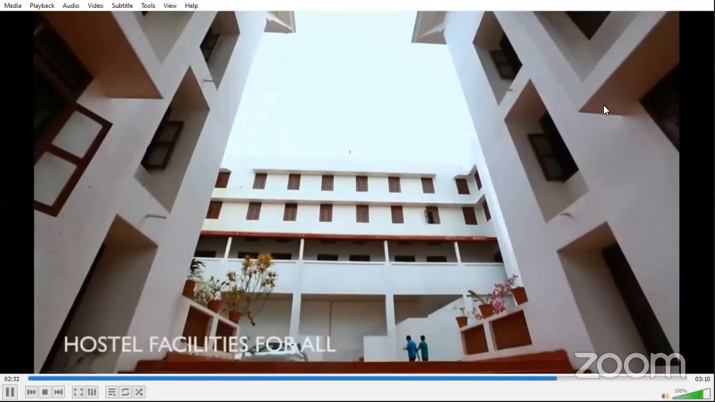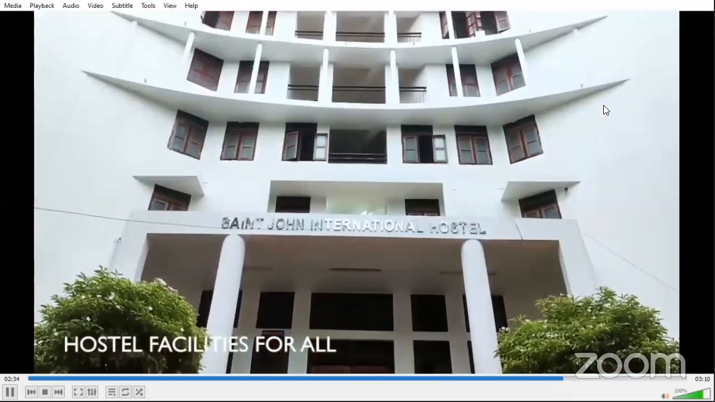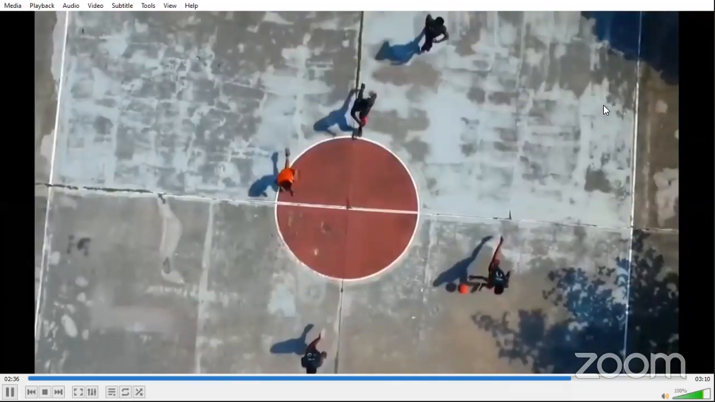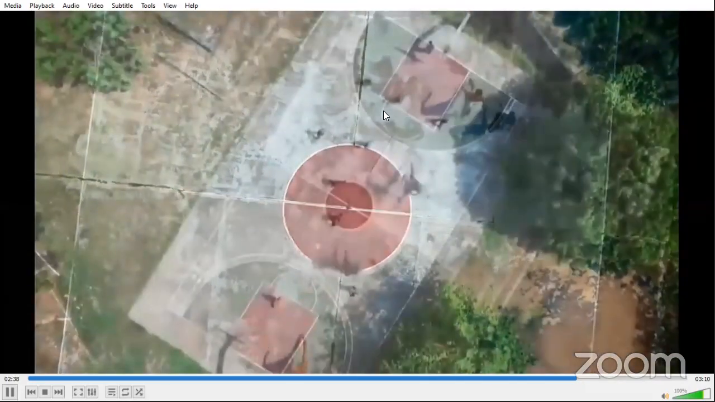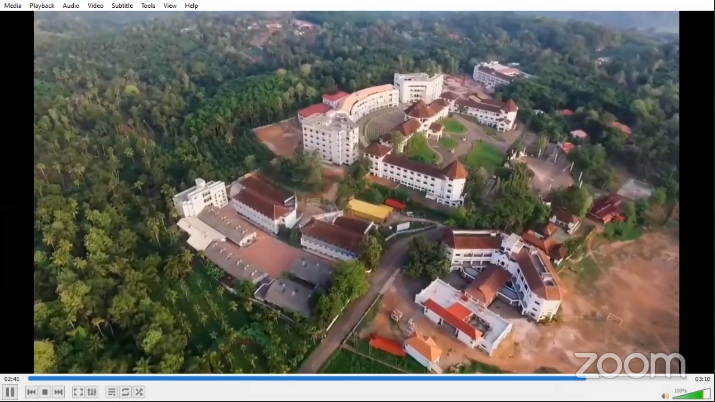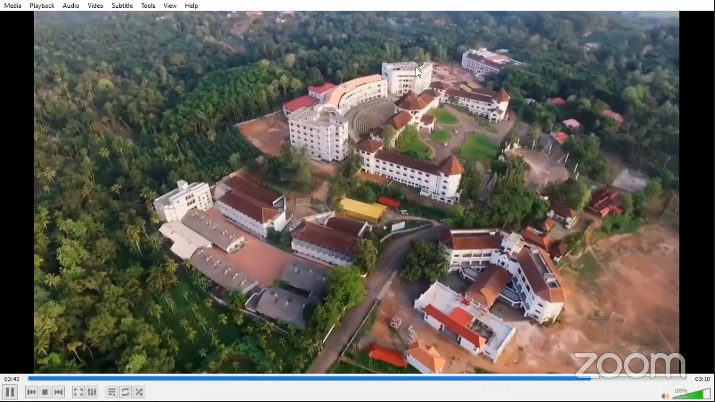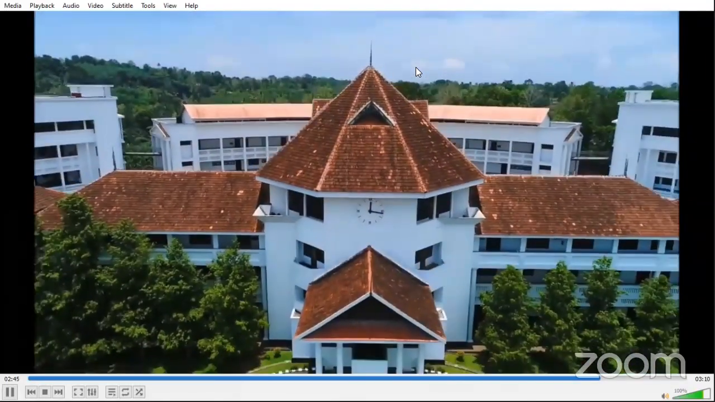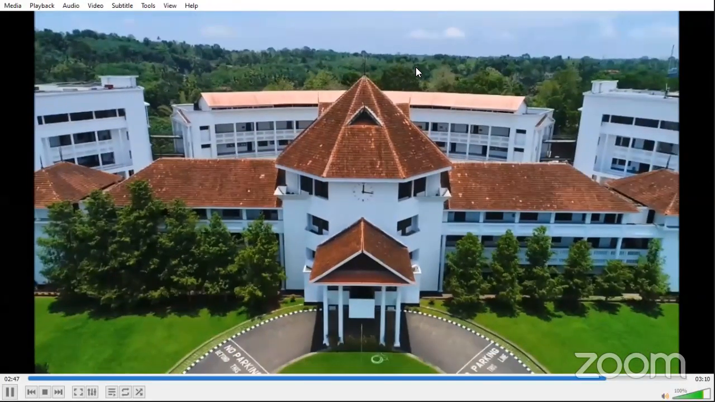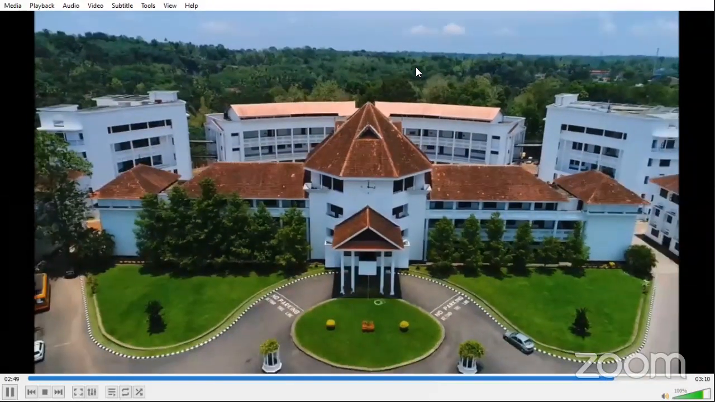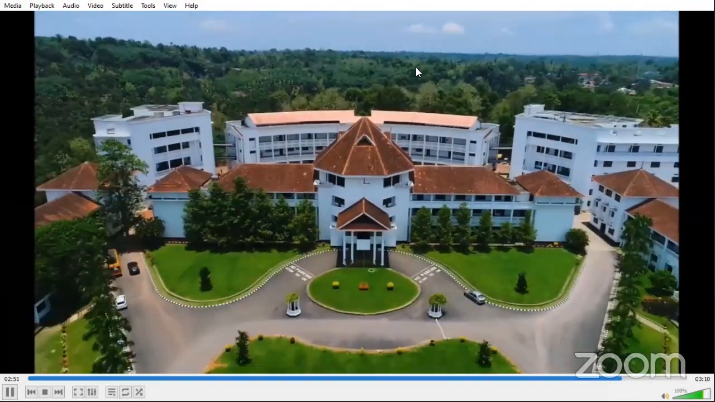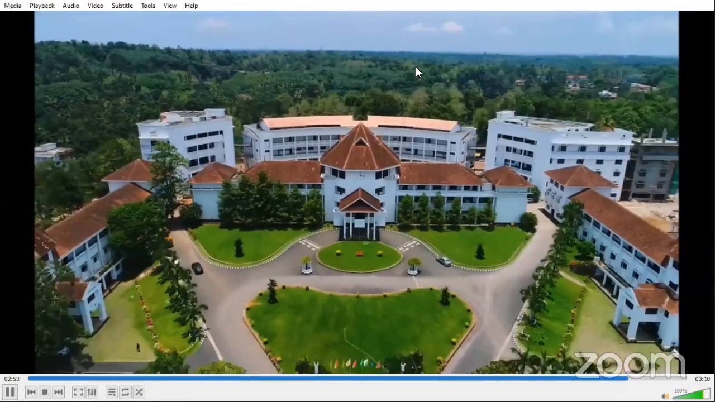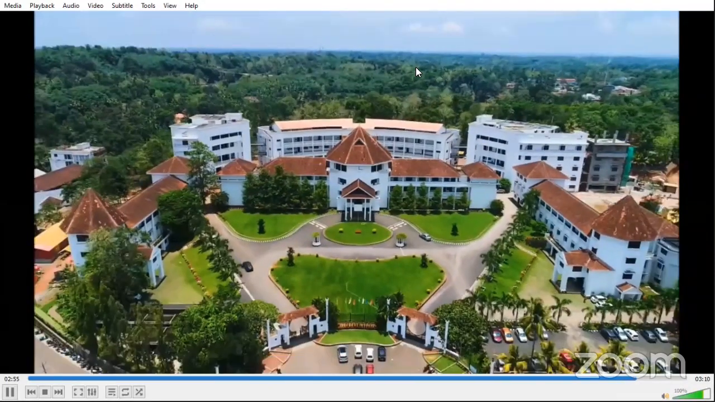Hostel facilities for all. A home away from home. Chase your dreams. Pursue your passion and define yourself at Saintgits. We at Saintgits believe that greatness is already within you. We will help you bring it out because we are equipped to do so and we genuinely care about you.